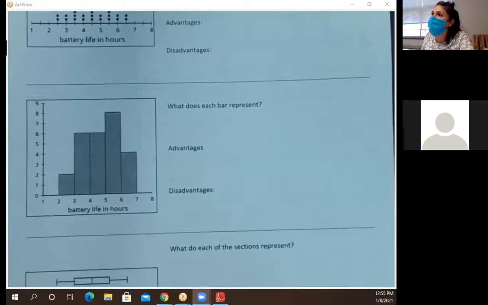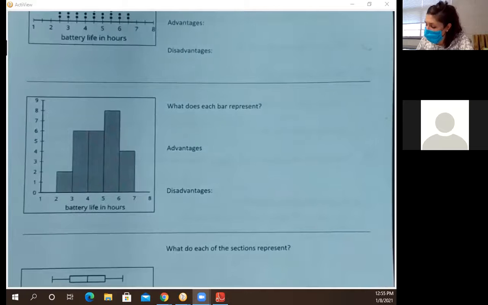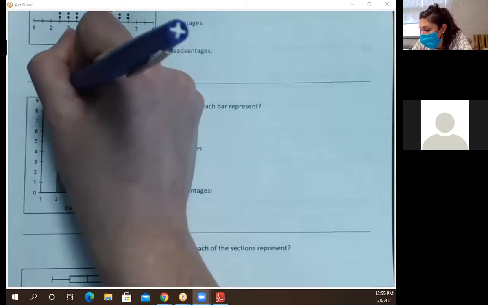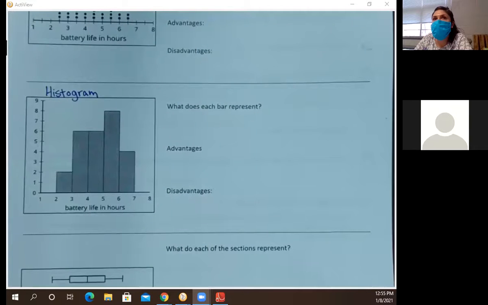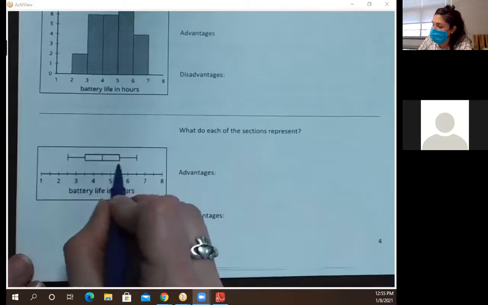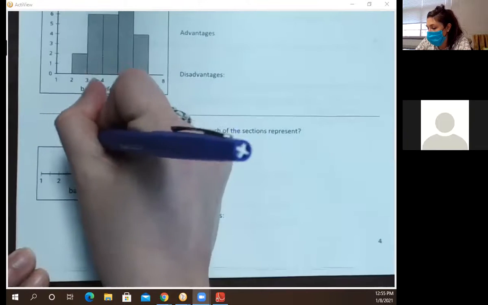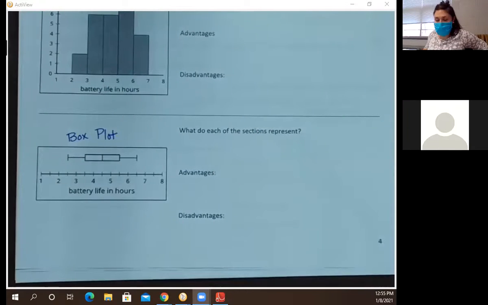This graph towards the middle of the page that looks like a bar graph, and you guys had several problems working with bar graphs in your homework last night. If it looks like a bar graph, in statistics, we call it a histogram. And then the last graph we see towards the bottom of page 4 that's got this box in the middle of it, that's a box plot. With me so far? Okay.